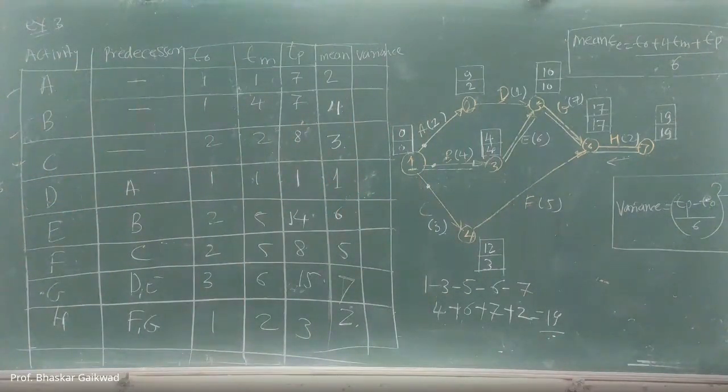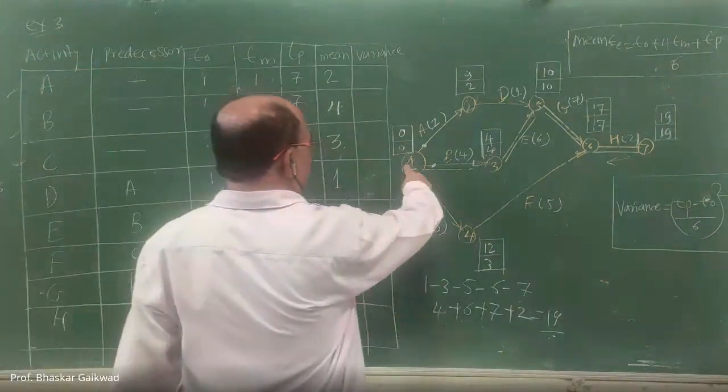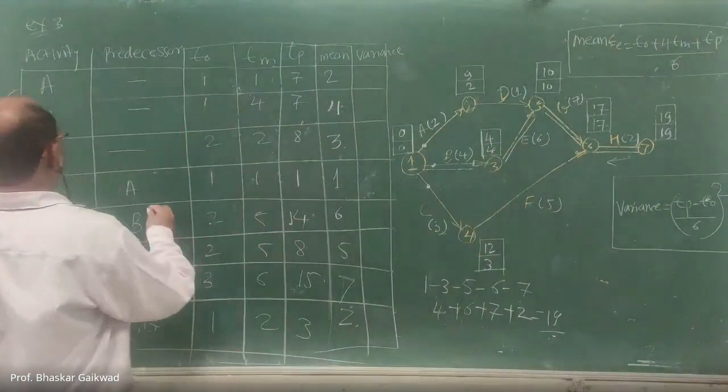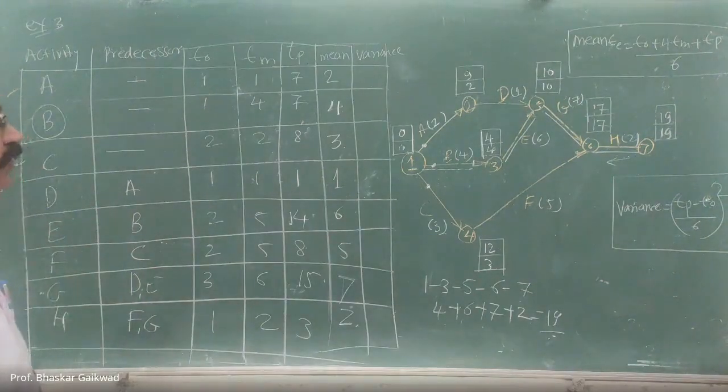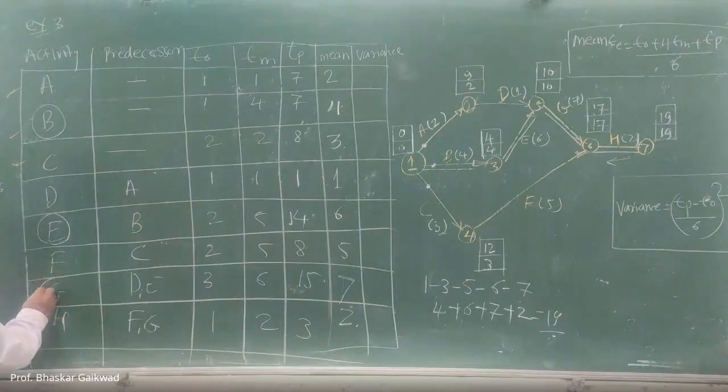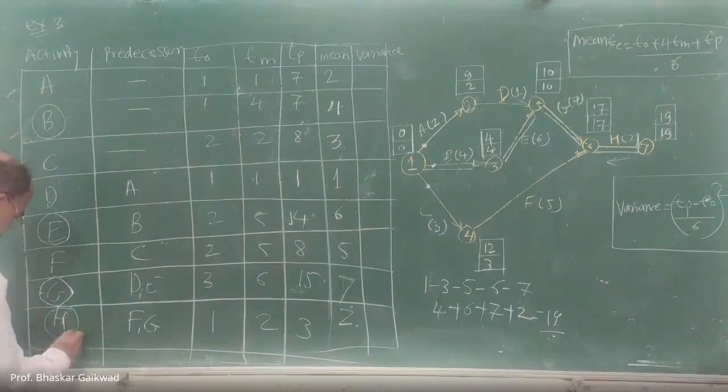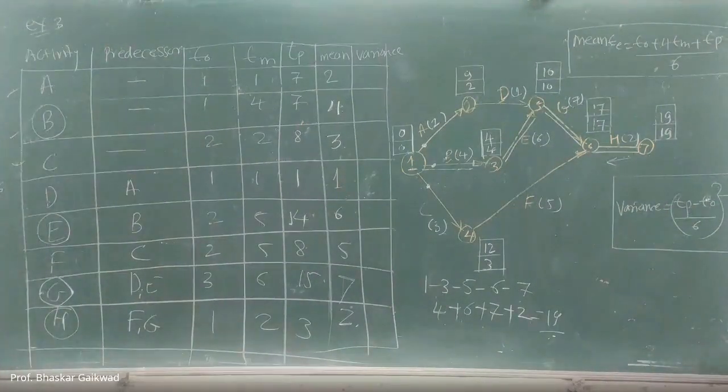So which are the critical activities that you have to consider? 1 to 3 means the activity is critical, so this is your critical activity. Then 3 to 5 means activity E; E is the critical activity. Then 5 to 6, G. G activity is there. And 6 to 7, H. So here H activity is there. So these are the critical activities.